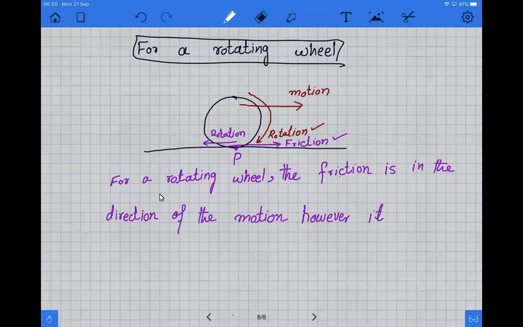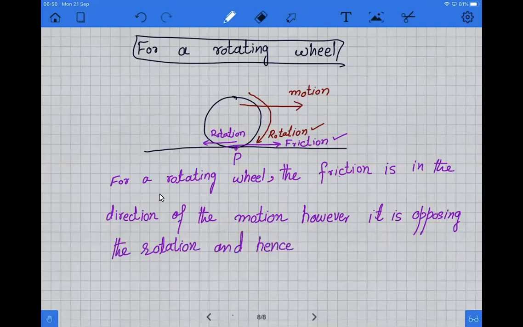However, it is opposing the rotation, and hence motion. So when a wheel is rotating, the friction, instead of being against the motion, goes in the direction of motion. Yet its net effect is against the motion; it is opposing the motion.